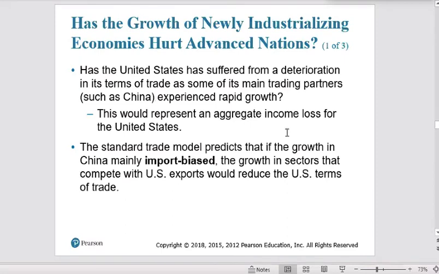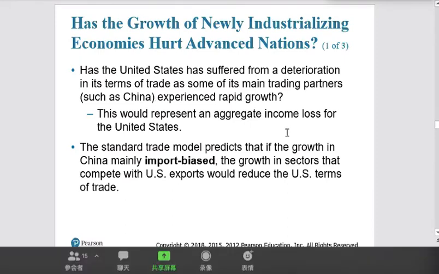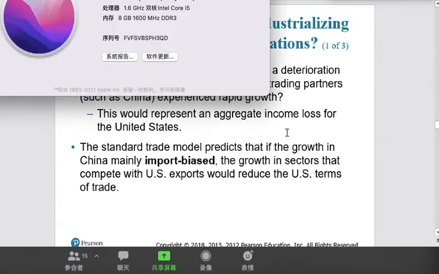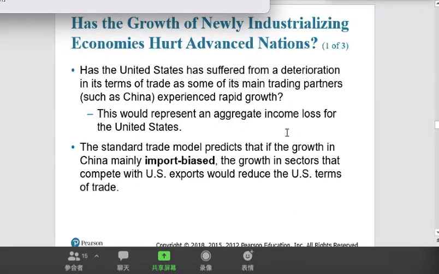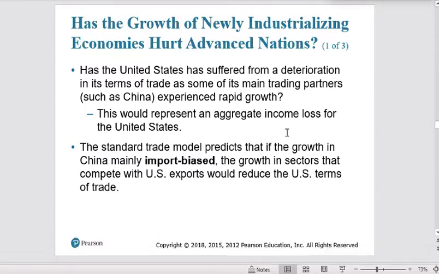All right. Now, after we learn all this, we are trying to answer the question here: has the growth of the newly industrialized economies hurt the advanced nations? Why do we have this kind of question?